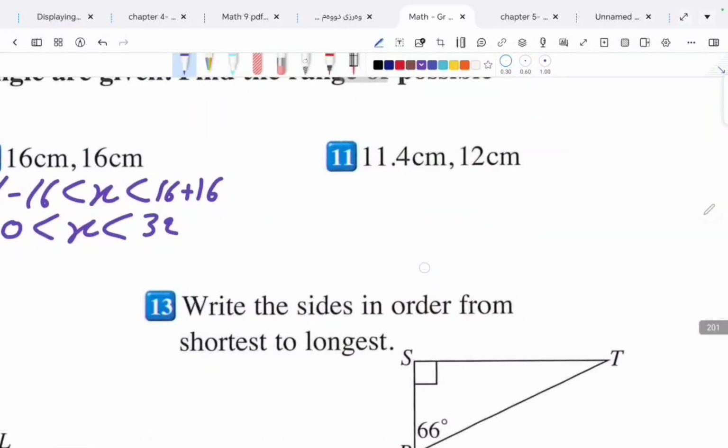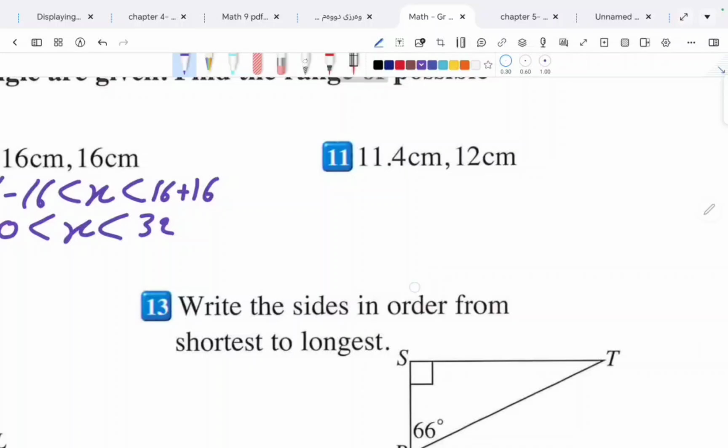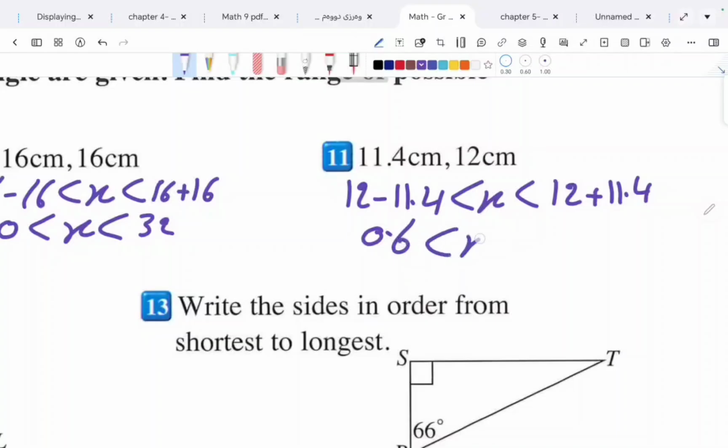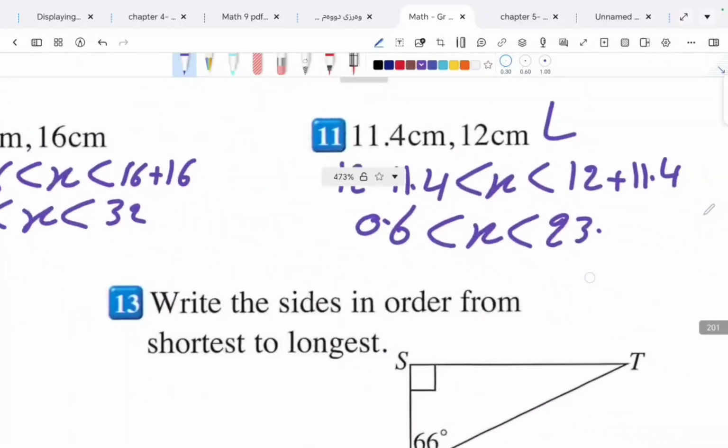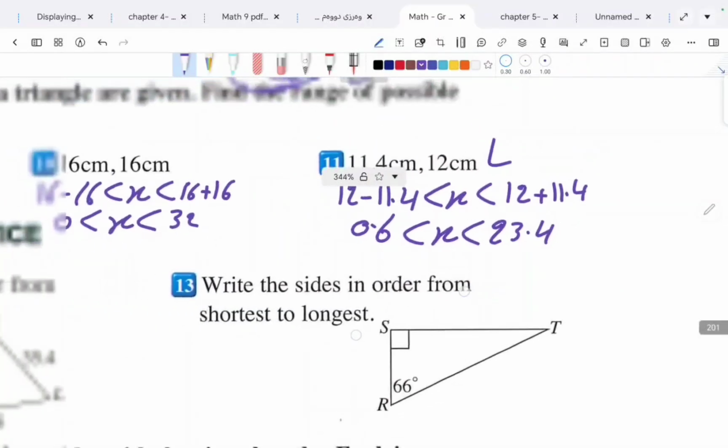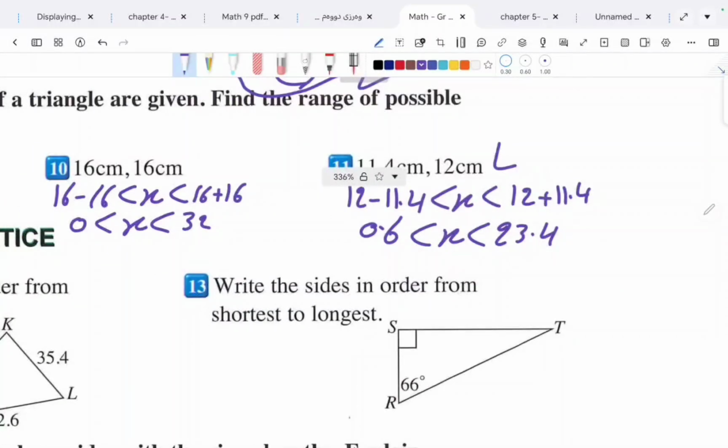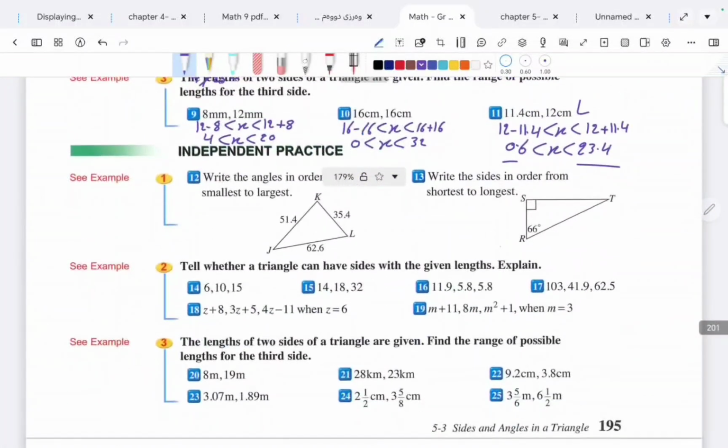Then 11.4 and 12. We will say 12 minus 11.4, write the inequality sign, 12 plus 11.4. When you subtract them, it will be 0.6, then x, and this one will be 23.4. So the range of the third side is located between 0.6 and 23.4, but 0.6 and 23.4 are not included. Pay attention.